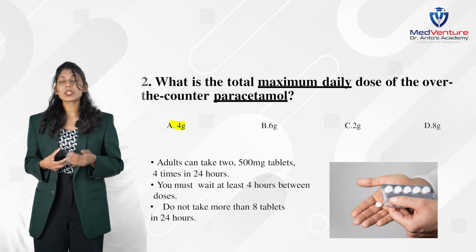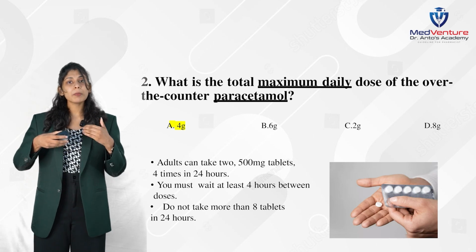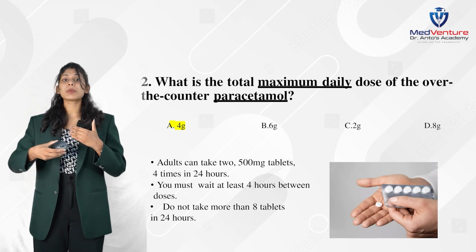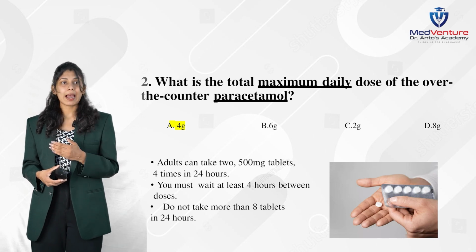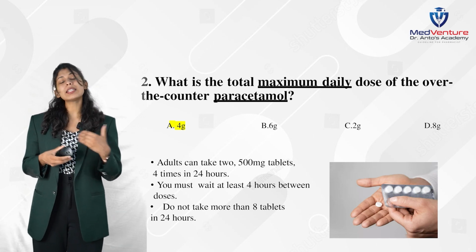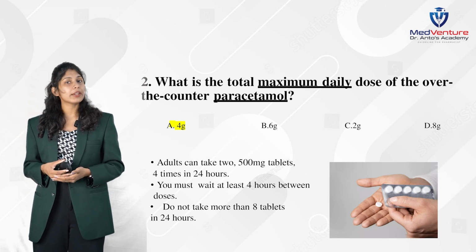If you're an adult, you can take a 500 mg tablet 4 times in 24 hours, and you must wait at least 4 hours between the doses. So totally you can take about 500 mg tablets 4 times in a day, but then you have to wait at least 4 hours between the doses. Do not take more than 8 tablets in 24 hours.